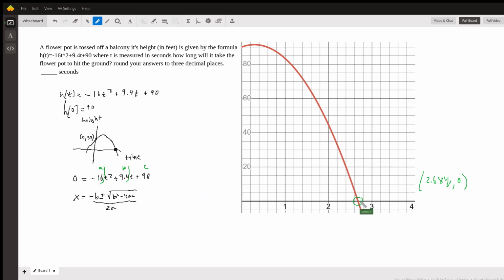So roughly 2.684 seconds after the flower pot is tossed, you can see it has a little bit of a rise here, and then it drops down. It was also given a little bit of a horizontal push, and so it drops down, and here it comes down to hit the ground at 2.684 seconds after it was tossed. So that's it. That's all there is to it.